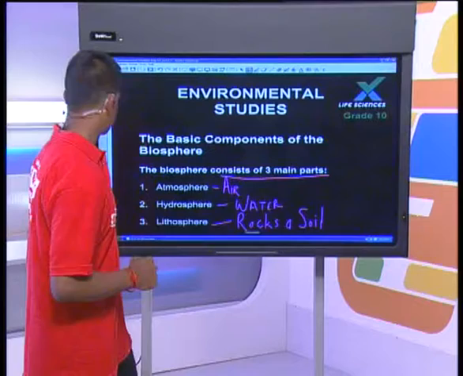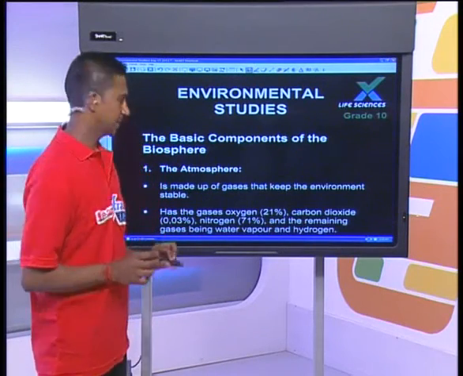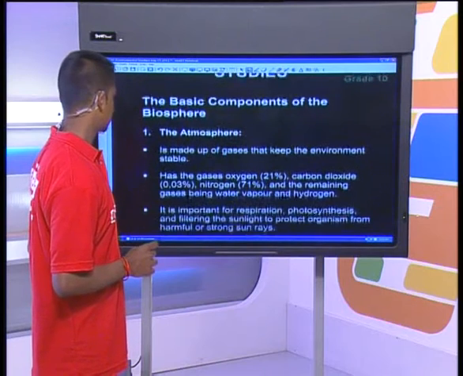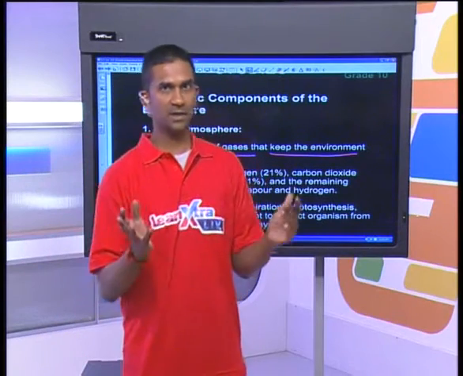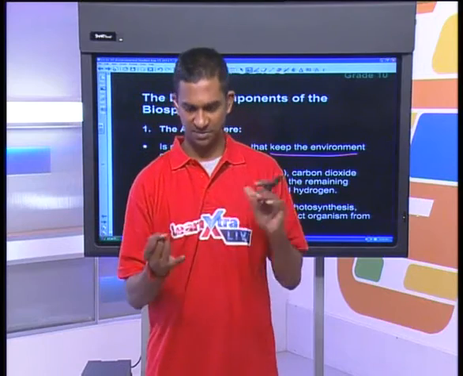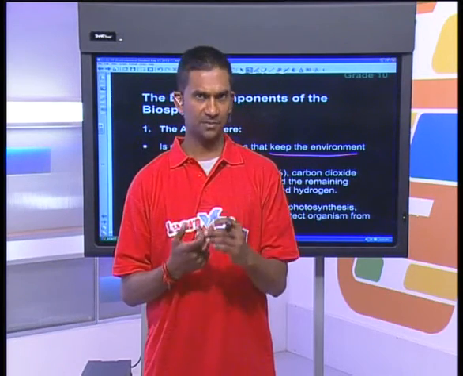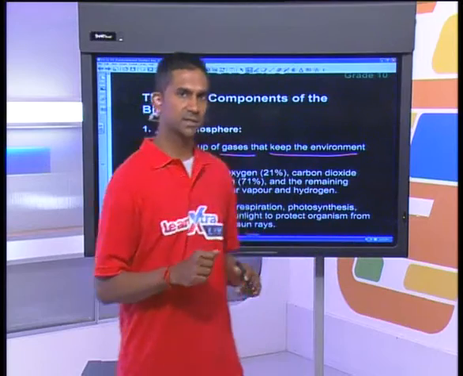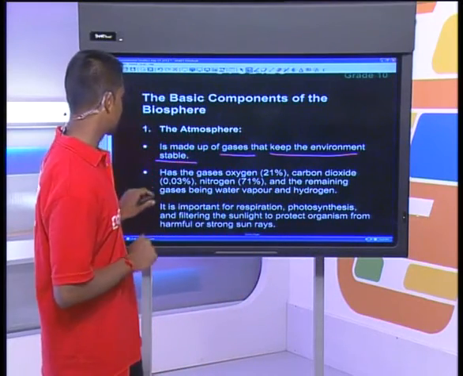Let's look at the atmosphere in detail. The atmosphere is made up of various gases, and these gases need to be stable in the environment. So we know that the air is not exclusively oxygen, but is made up of nitrogen, carbon dioxide, water vapor, and some of the other gases. Let's look at the composition of the air in the atmosphere.